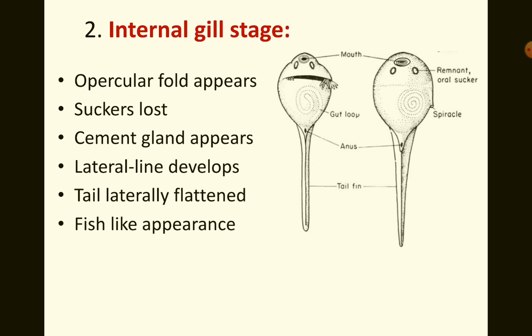Now simultaneously what happens? The external gills disappear. At this stage, the tadpole respires like a fish. It takes water through the mouth, bathes the gills in pharynx and the opercular chamber, and it comes out through the spiracle. Then the suckers and the cement gland, they also disappear.